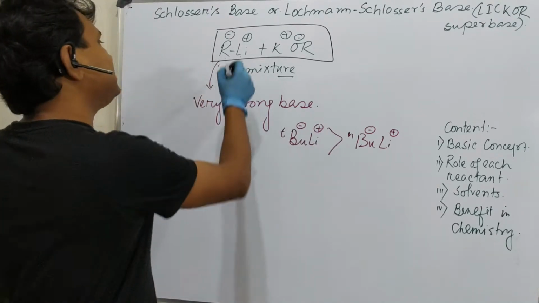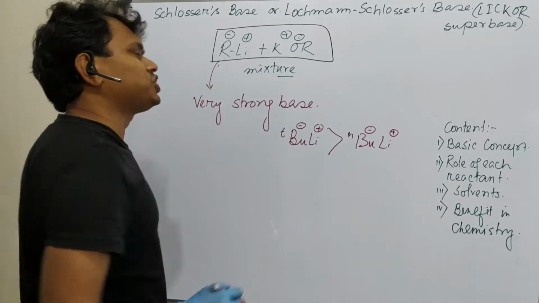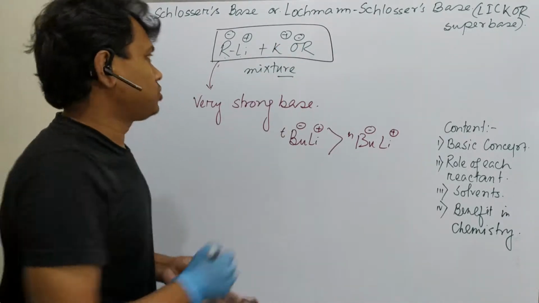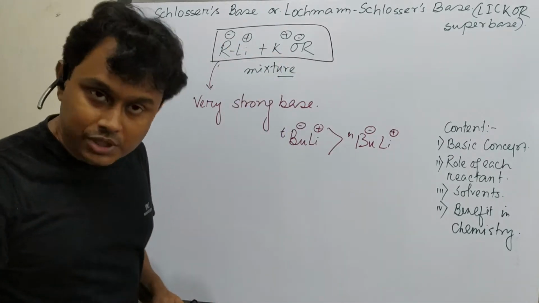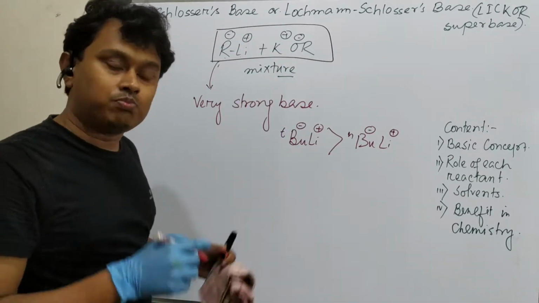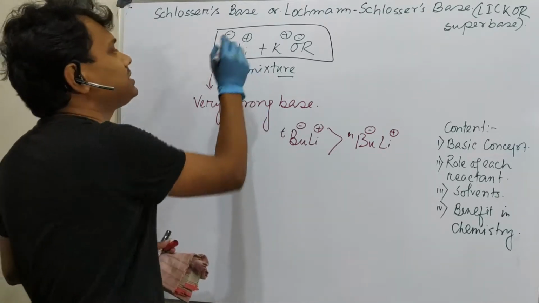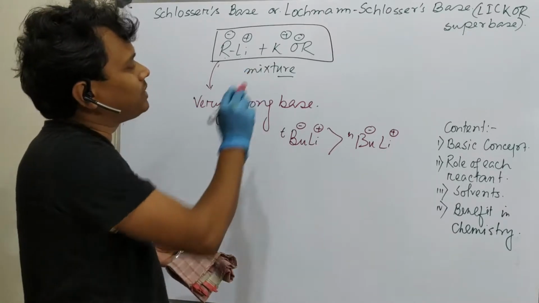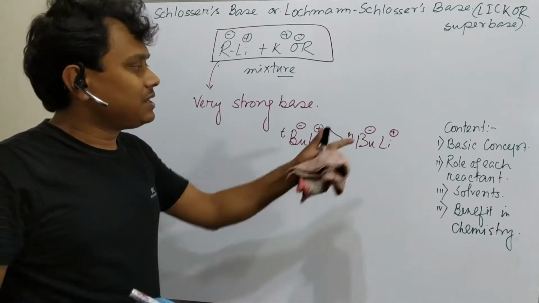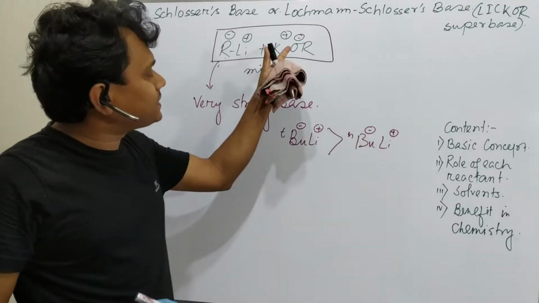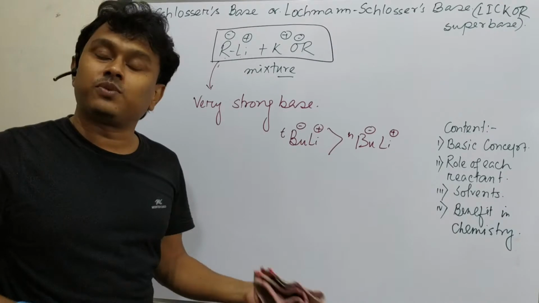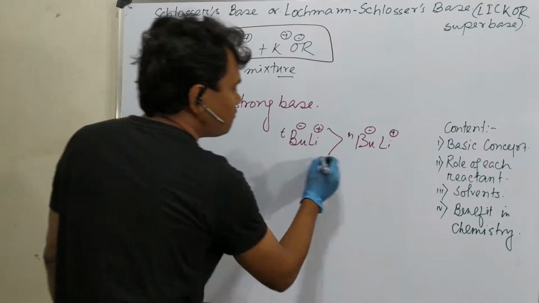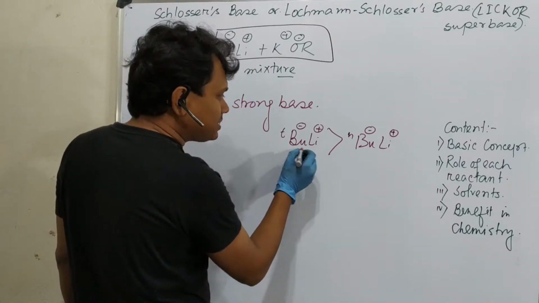Second, this is a mixture of alkyl lithium as well as potassium alkoxide, and potassium alkoxide is not that strong a base. So how can this mixture produce a stronger base compared to alkyl lithium? That is the most important question. Today's talk will mainly cover a few points: the basic concept, the role of each reactant, solvents, and benefits for the chemistry. So they are very basic, and this is far more basic.